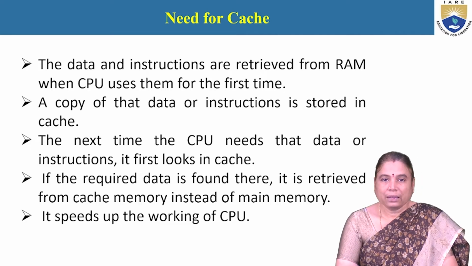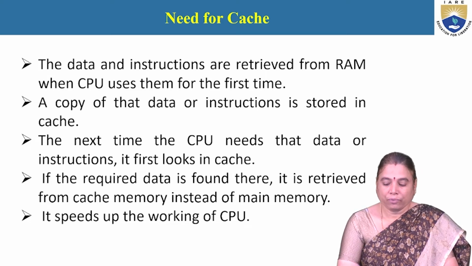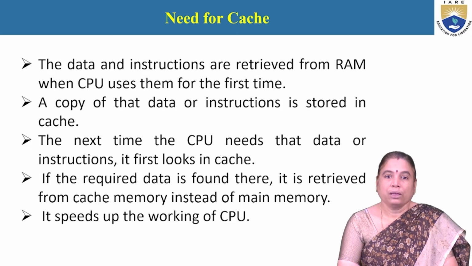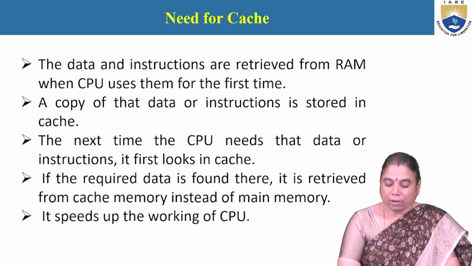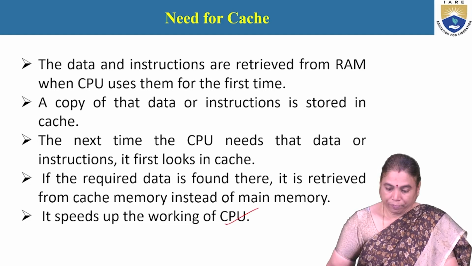What is the need for the cache? The data and instructions are retrieved from RAM when the CPU uses them for the first time. A copy of the data or instruction is stored in the cache. The next time the CPU needs the data or instruction, first we look into the cache. If the required data is found, then it is retrieved from cache memory instead of the main memory, so that the speed of execution of the CPU can be increased.